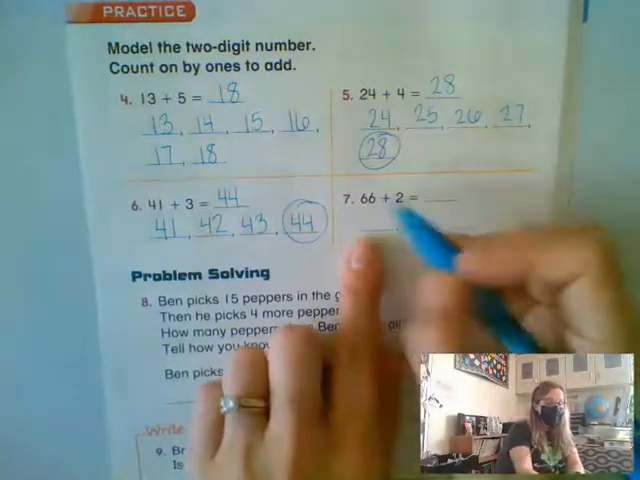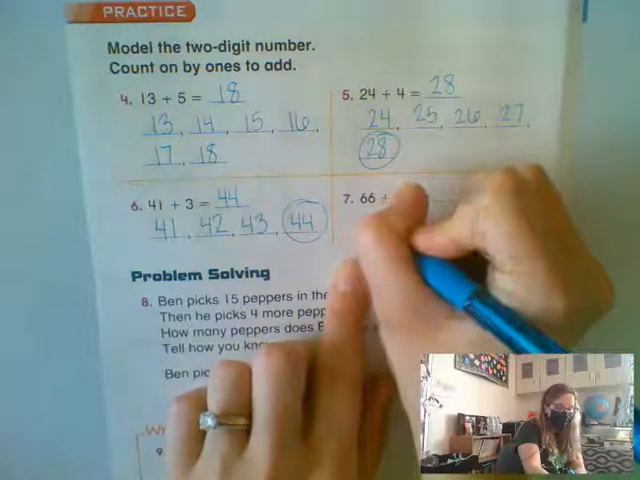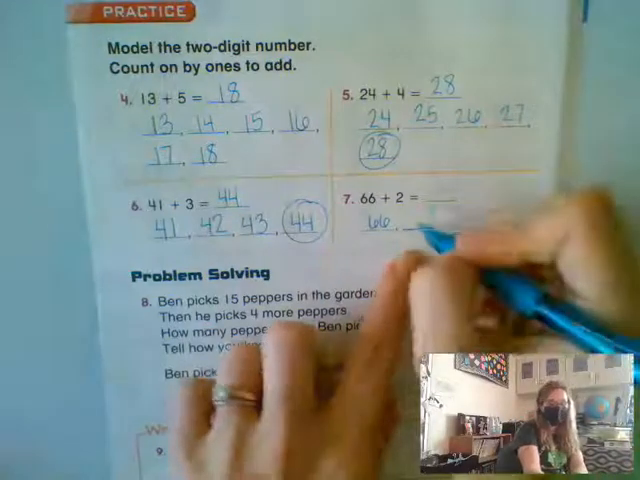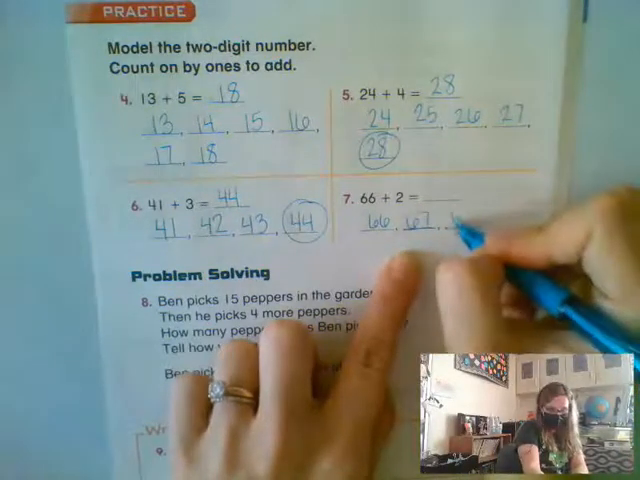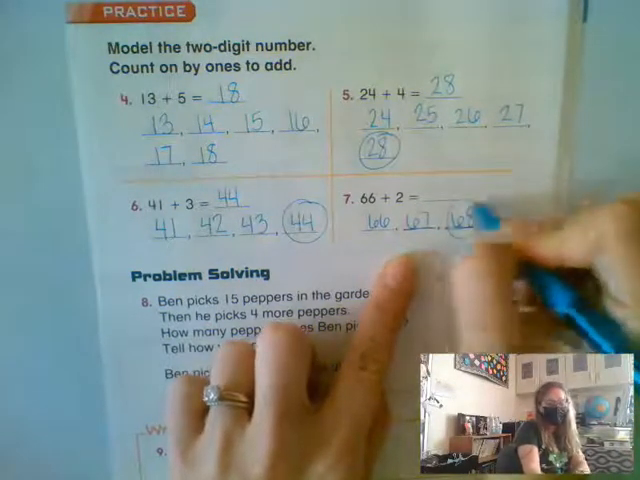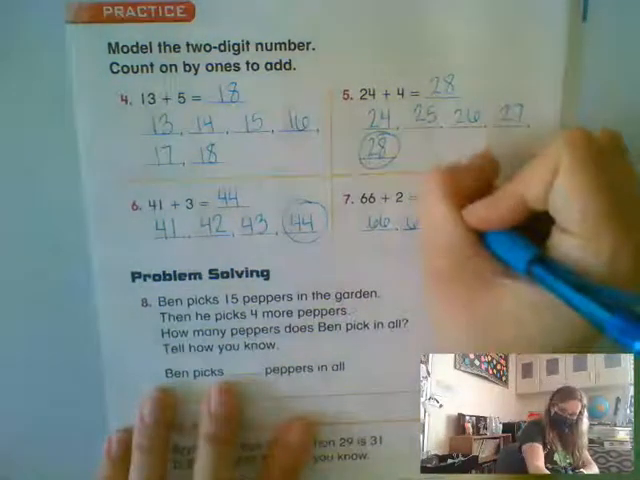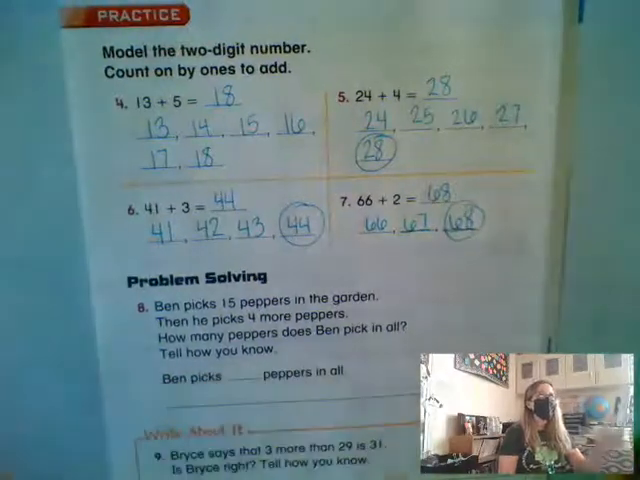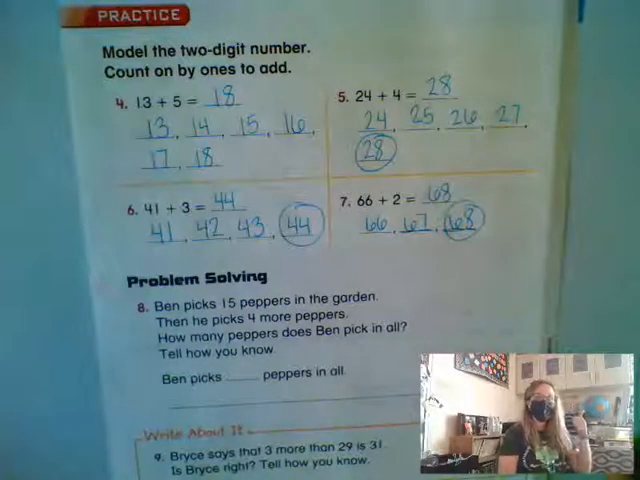Looking at number 7, Lillian. We're starting at 66, so we can put our 66 on the line, and then we're going to count up 1, 2 more. So count us up, Lily. 67, 68. So what is our answer, Lil? 68. Good job, boys and girls. How many of you feel like, yeah, we got it? That's awesome. Let's look at the problem solving now.